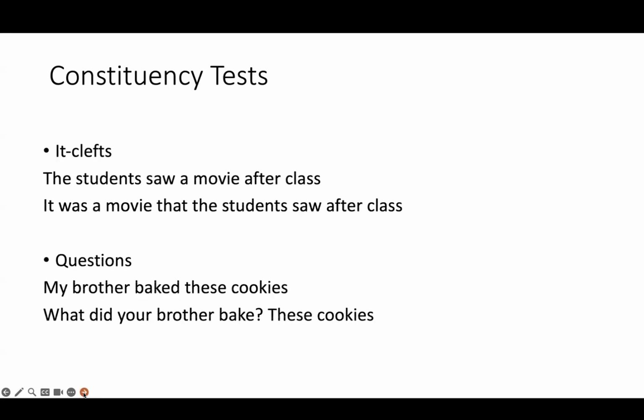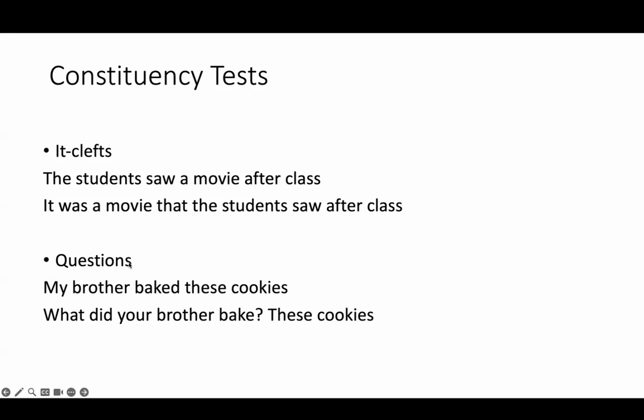It-clefts, as you know, are clefts in English that start with "it was" whatever "that." It was me that closed the door, for example, right? We try the same thing in this case. We are trying to check if a movie is a constituent in the sentence, the students saw a movie after class. And what we do is use a cleft sentence in which we use the movie as the referent. It was a movie that the students saw after class. Yes, it works. So therefore, it's a constituent.